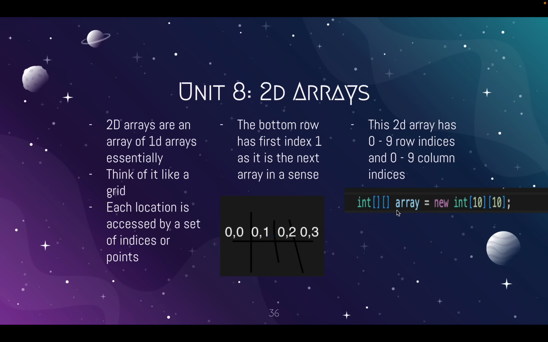This is how you declare a 2D array. This 2D array will have 0 to 9 row indices and 0 to 9 column indices.